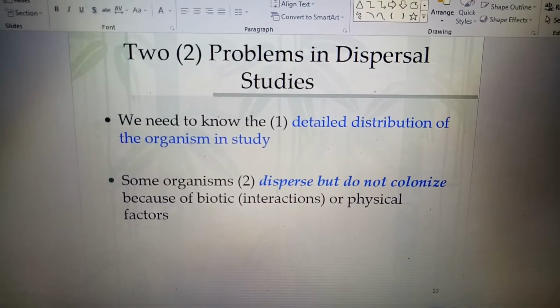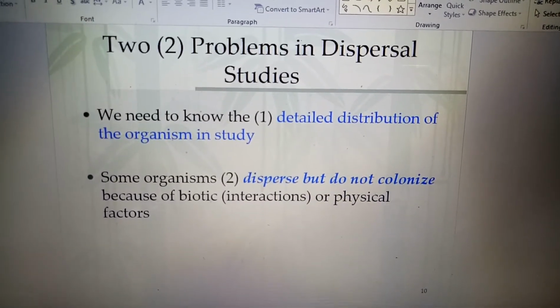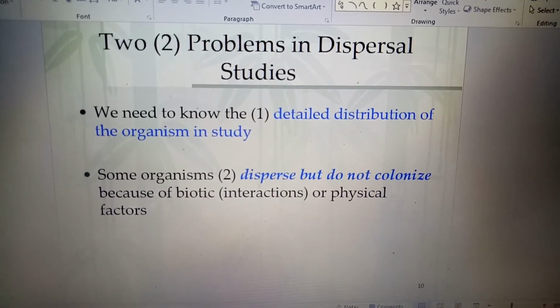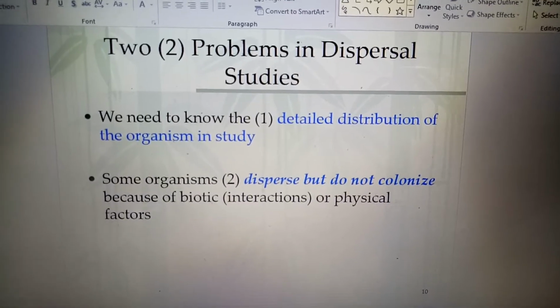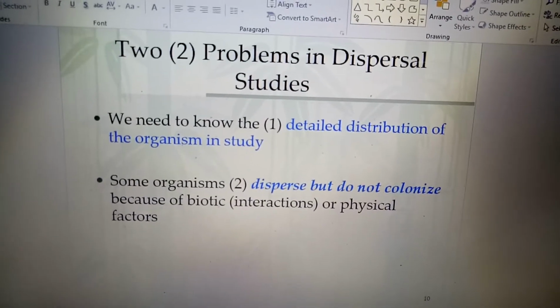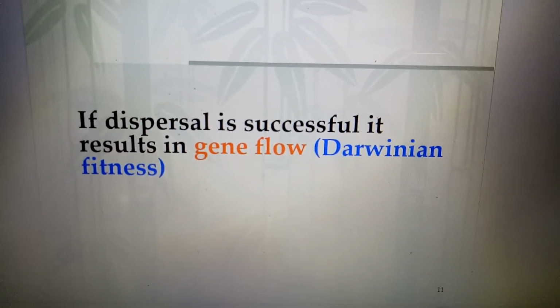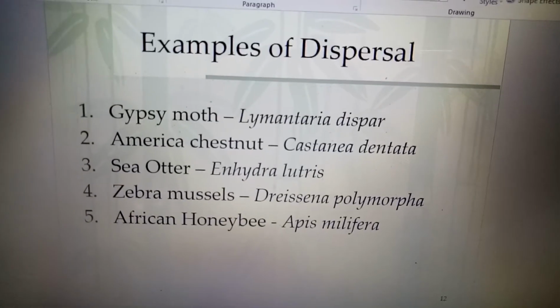There are two problems in dispersal studies. Number 1, the detailed distribution of the organism to study, and number 2, organisms disperse but do not colonize because of biotic interactions or physical factors. If dispersal is successful, it results in gene flow. This is by Darwinian fitness.